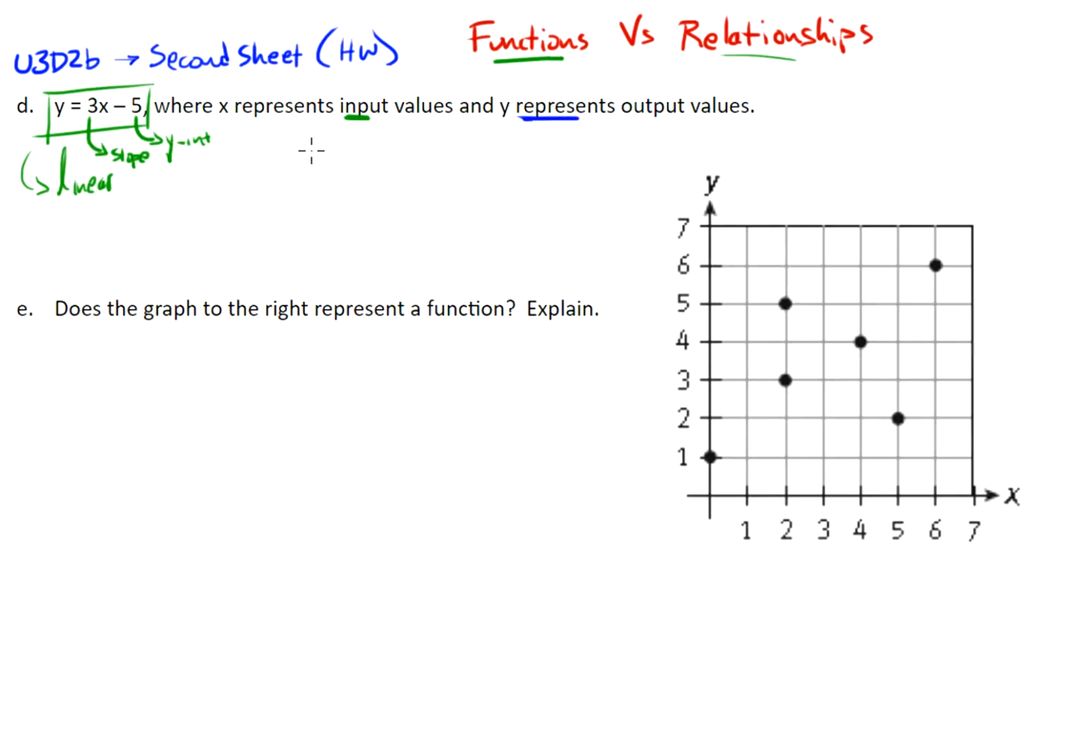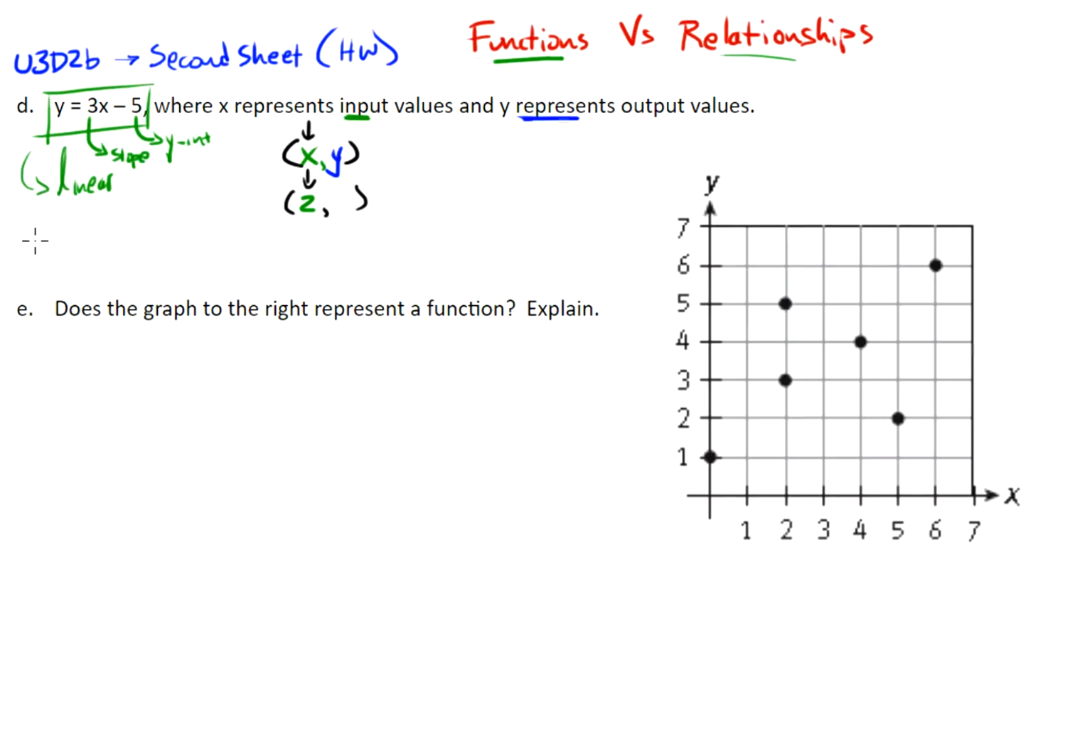So if we remember how to test for a function, we need to know that our x is linked with only one y. Okay? Every single time, we have to make sure that the x gives me the same exact y. So let's just go out here and guess. Let's make up an x. Let's say that x is 2. All right? So let's put in x equals 2, and we are going to try and figure out what y is.